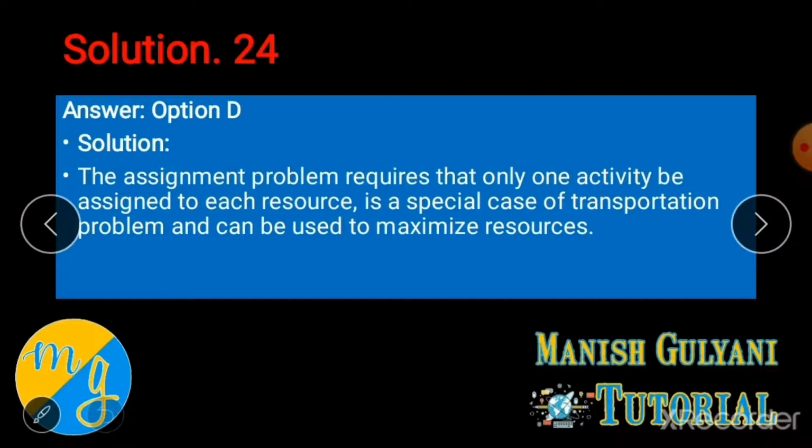Clear? It means the assignment problem requires that only one activity be assigned to each resource. It is also a special case of transportation and can be used to maximize resources. So all of the above is your answer.